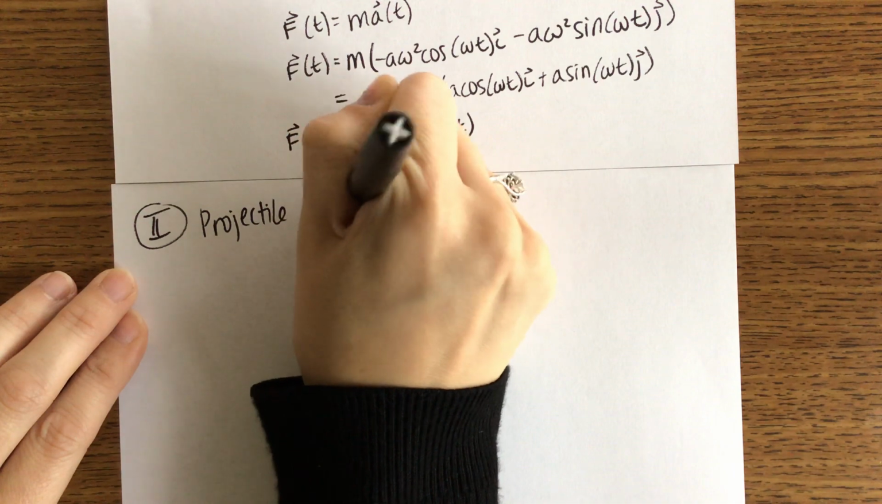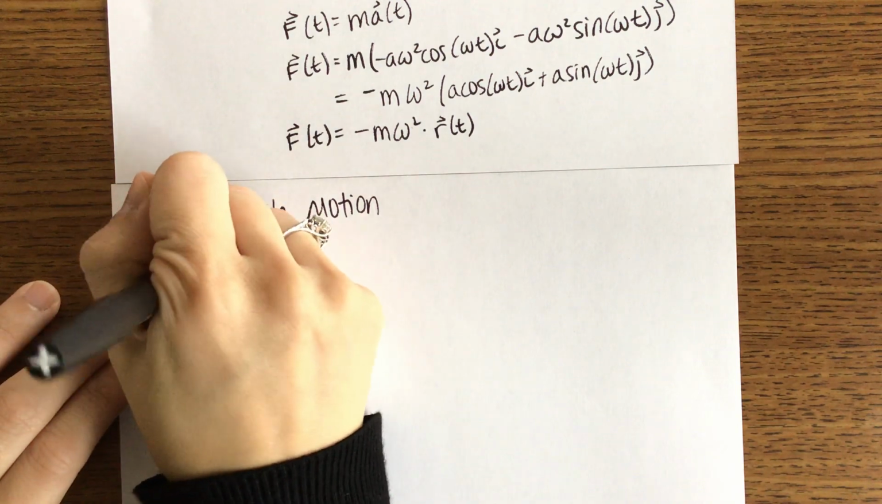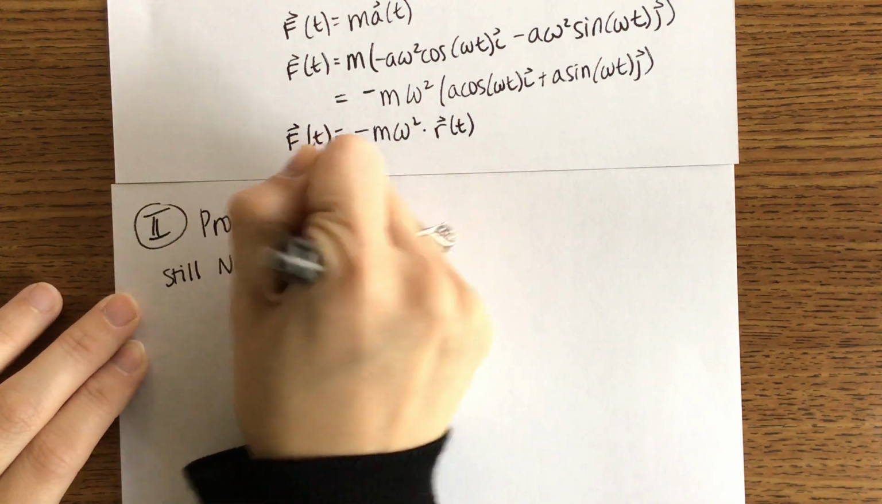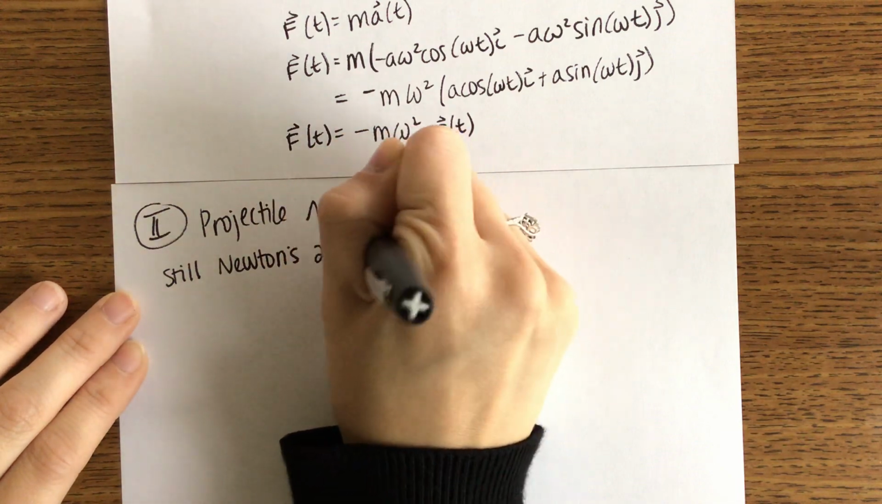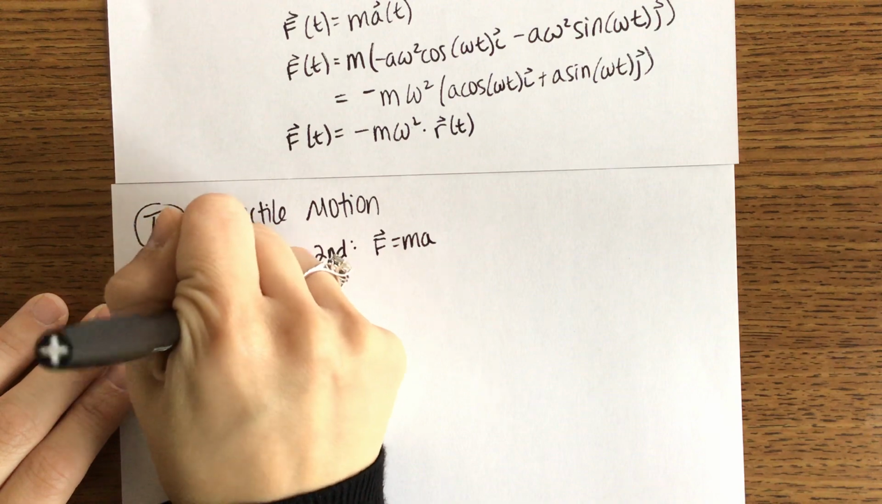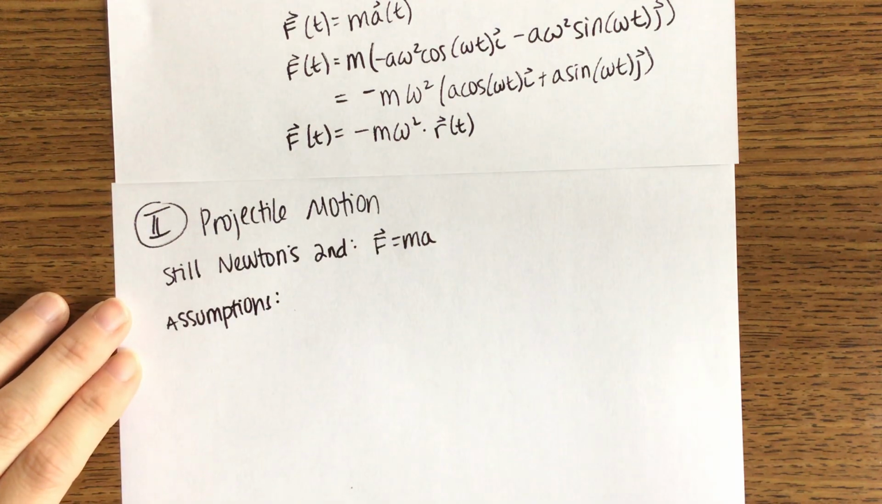These formulas are going to be formulas that you've seen before. We're going to go through the derivation though. So in the case of projectile motion, we are still looking at Newton's second law, so that F equals ma. There are some assumptions that we're going to be working with.